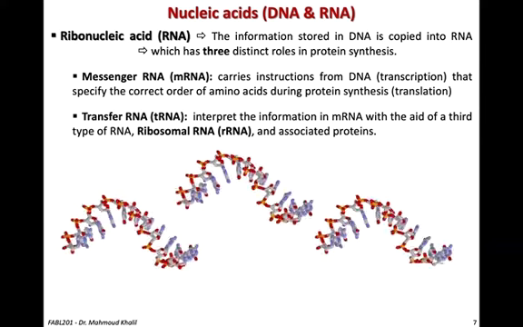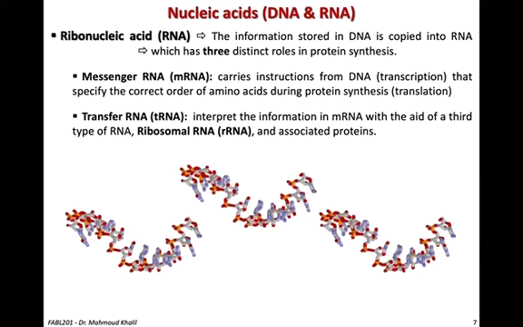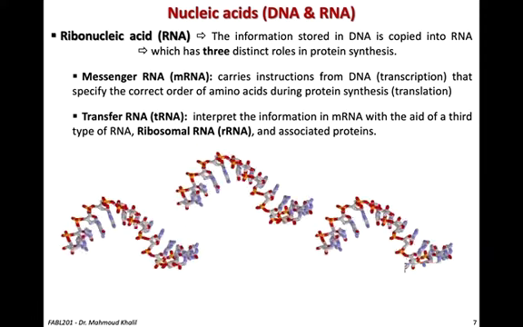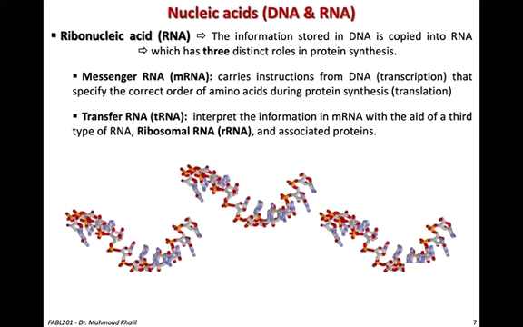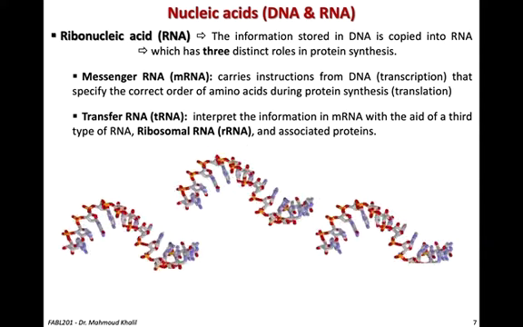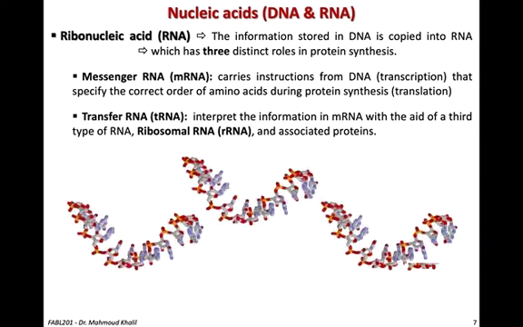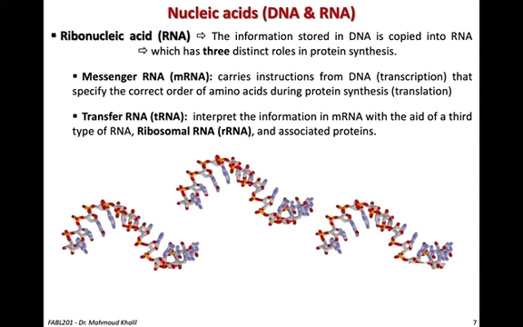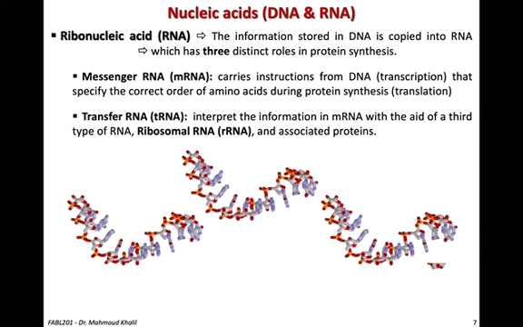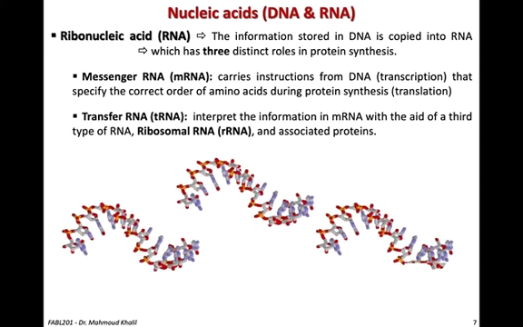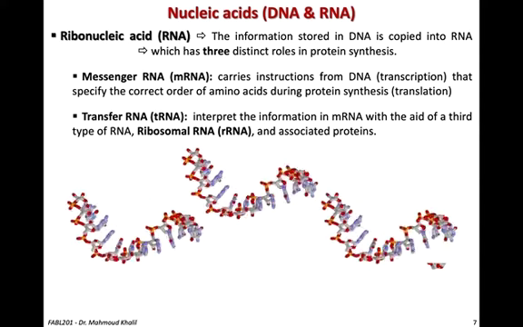So you have the RNA, the second nucleic acid molecule. RNA, or ribonucleic acid, conveys the information on the DNA by copying it as an RNA. And it has three different roles. Messenger RNA carries the instructions from the DNA through the process of transcription, which specifies the correct amino acids during translation. While transfer RNA interprets the information in messenger RNA with the help of the ribosome, the third type, the ribosomal RNA.